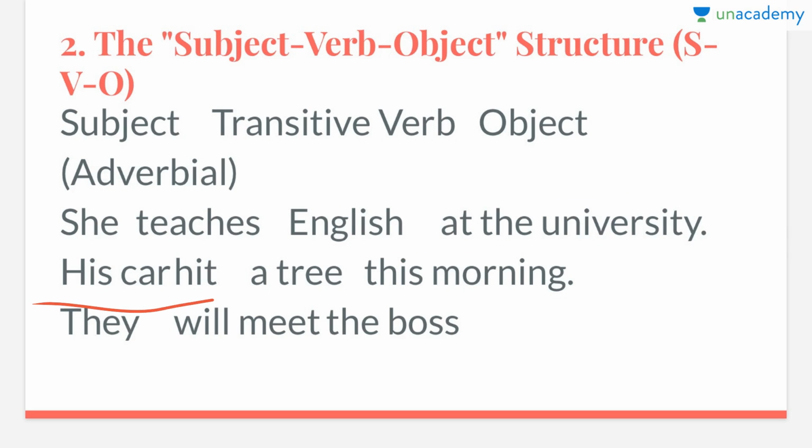His car hit a tree this morning: his car is the subject, hit is the transitive verb, a tree is the object, this morning is the adverbial. They will meet the boss: they is the subject, will meet is the verb, the boss is the object. So these are the examples of it.